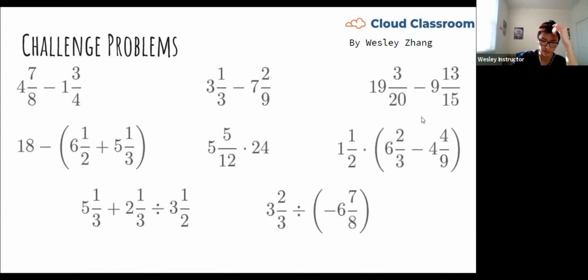Negative 43/60. And then we subtract the whole numbers. So 19 minus 9, and that equals 10. So then we add the whole number and the fraction together. Sorry, 19 minus 9 is 10. So 10 minus 43/60.